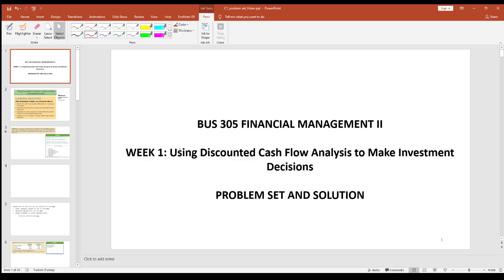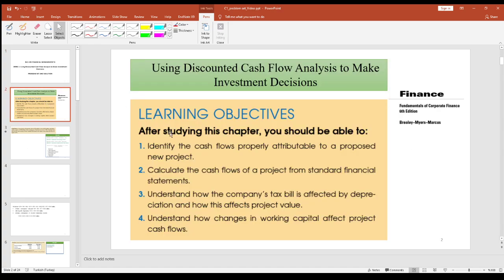In this tutorial, we are going to solve some problems and explain their solutions for the chapter entitled Using Discounted Cash Flow Analysis to Make Investment Decisions. This is the first week of the course Financial Management 2. Let's take a look at the learning objectives for this chapter. This chapter is from Fundamentals of Corporate Finance, 6th edition, written by Brealey, Myers and Marcus.